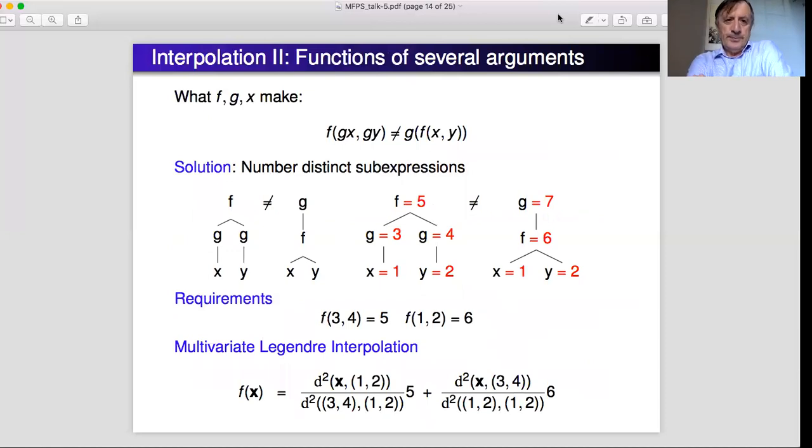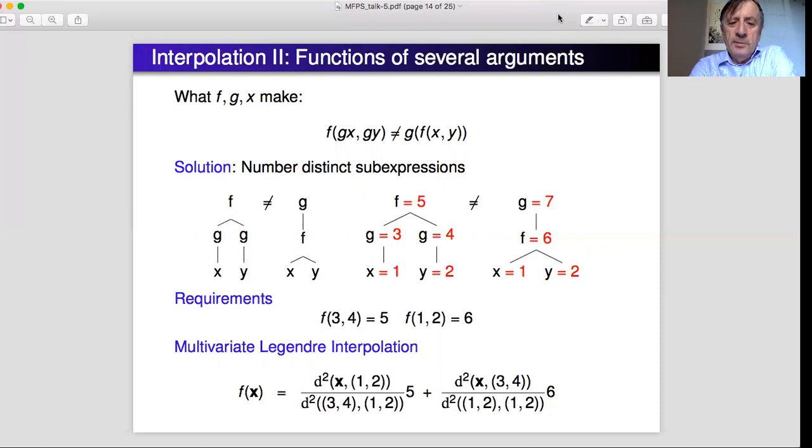How about functions of several arguments? Well, it's exactly the same. So we write 2 trees there, just to make it clearer what we're doing, rather than that linear way of writing. So for example, if you take the left-hand tree, you can see that f of 3 and 4 ought to be 5. And the right-hand tree tells you that f of 1 and 2 ought to be 6. So this time we do multivariate interpolation.